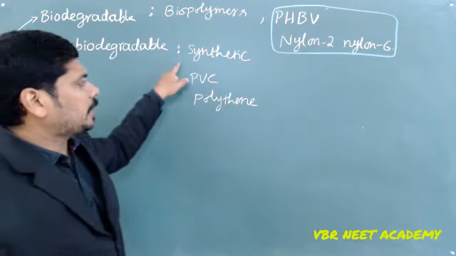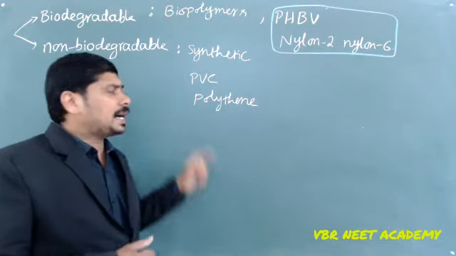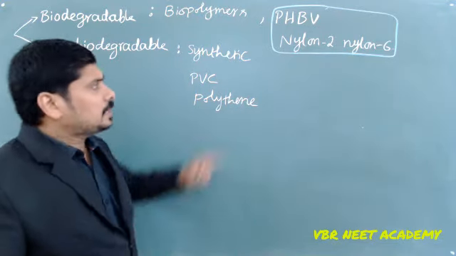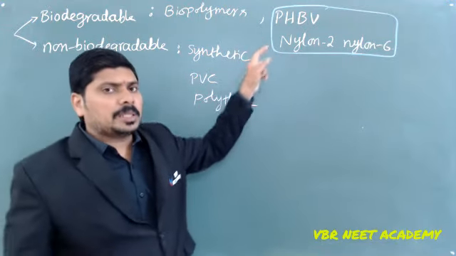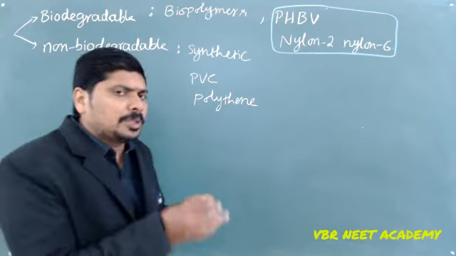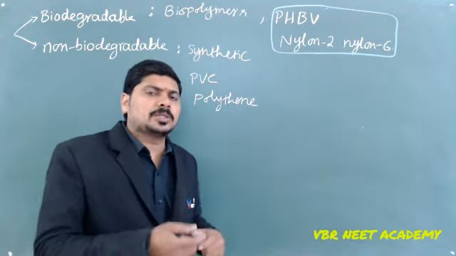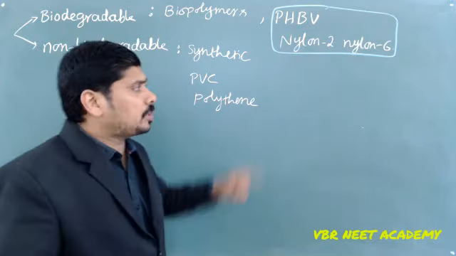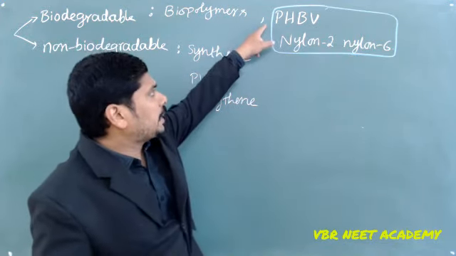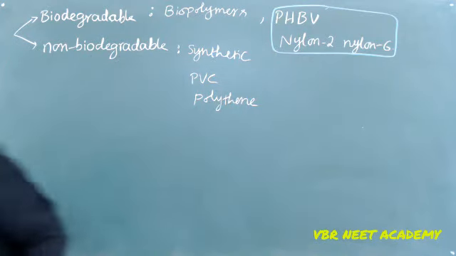Non-biodegradable polymers get accumulated in nature, so they can't be recycled. Whereas with biodegradable polymers, the enzymes liberated by microorganisms can break them into small pieces, so that they get recycled. That's what we have. We will see the importance of PHBV and nylon 2, nylon 6, and how we are going to make these two.